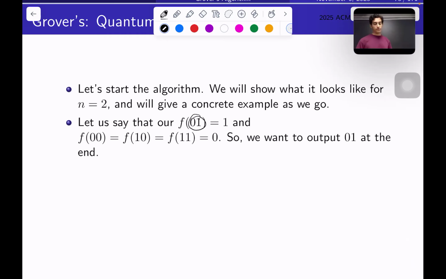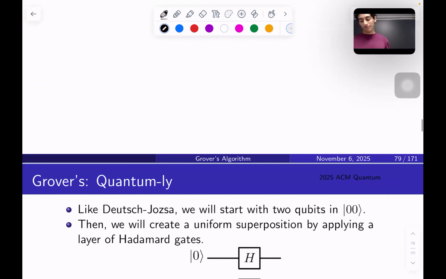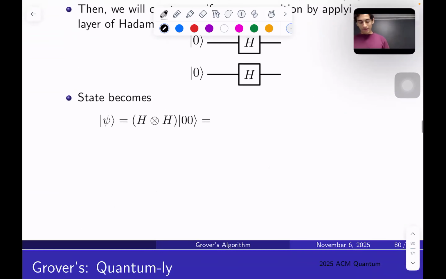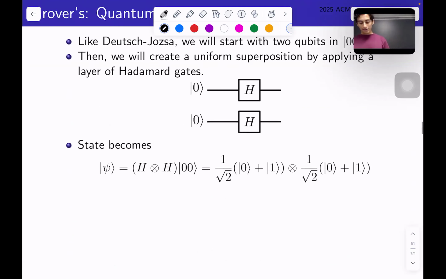Again, like Deutsch-Jozsa, we're going to start with 0. That's the easiest to prepare. So we're just going to start with 00. And again, like Deutsch-Jozsa, we're going to apply a layer of Hadamard gates to get into a superposition. That's a general thing in these algorithms. You almost always want to apply Hadamard gates to get into a superposition. First thing you do. So the state becomes H tensor H on the 00 state.